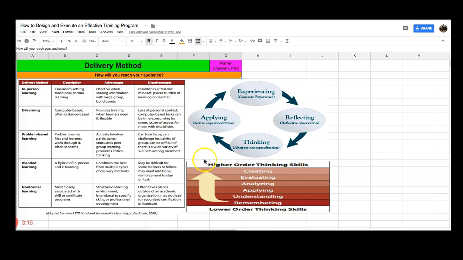Now, what we need to think about is, how do we want to engage our participants, right? So we have in-person learning, e-learning, problem-based learning, blended learning, and non-formal learning. When we're thinking about in-person, we can often think about our traditional ways of teaching and learning, right? Many of us are familiar with this. And this is effective when we have large groups, and the disadvantage of this is that it's a very tell-me kind of mindset. Paulo Freire would call this the banking mindset. In other words, you deposit knowledge into the person.